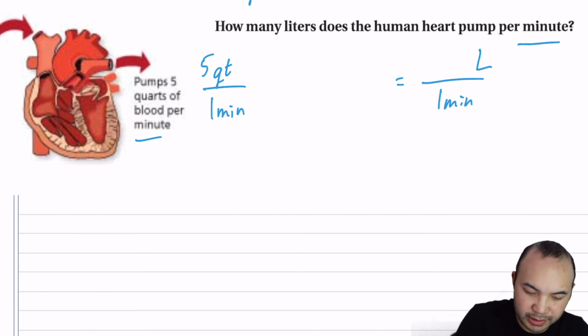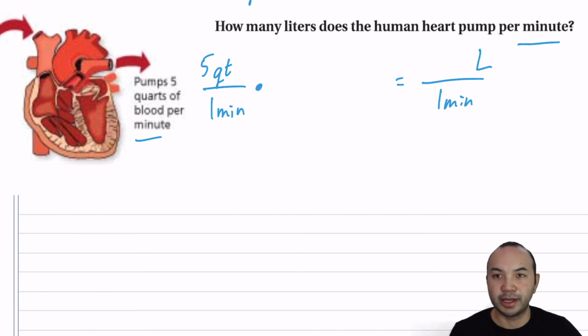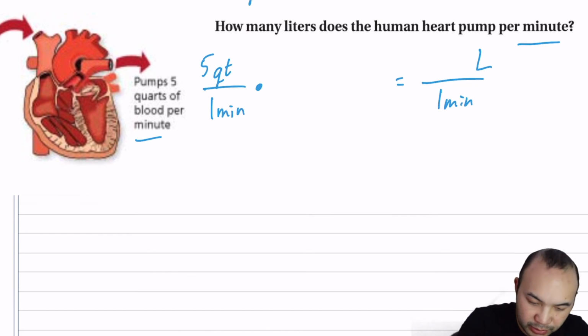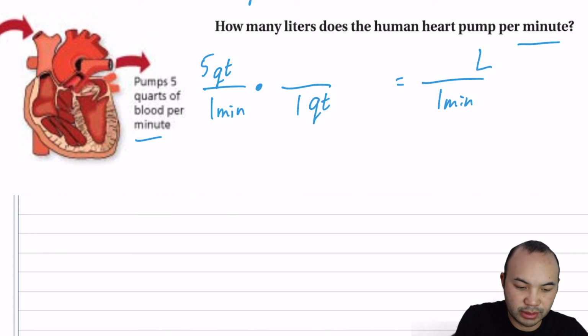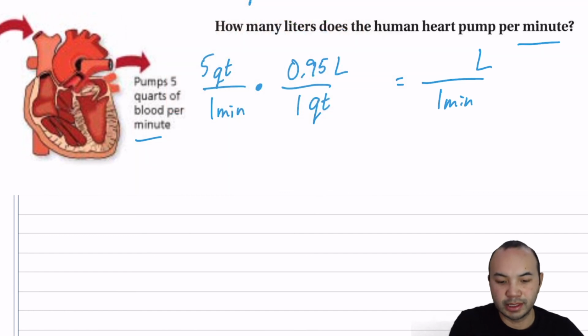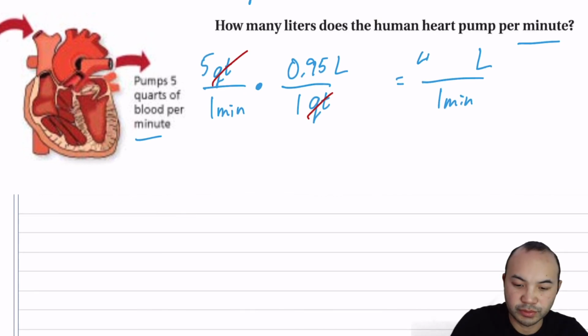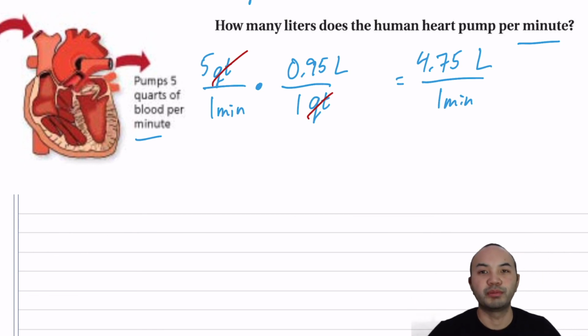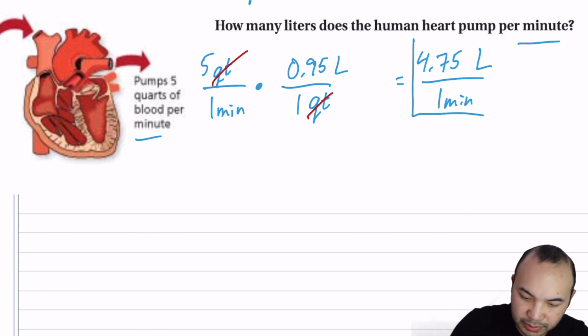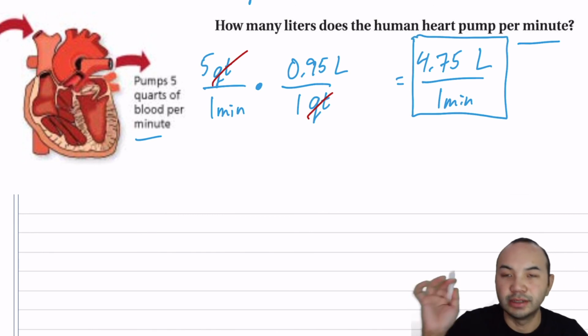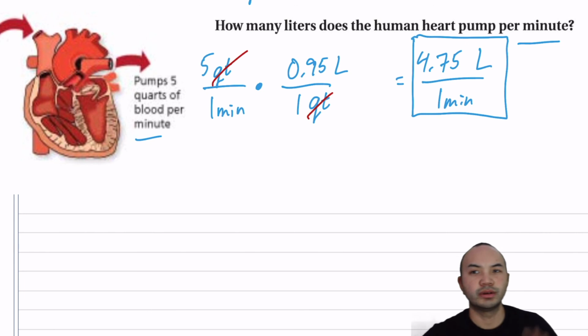So I'm going to put liters on top. Now I'm going to have my magic 1. Since quarts is on top, I'm going to put quarts on the bottom. 1 quart is equal to 0.95 liters. That works because I can cross out my quarts there. So now all I need to do is multiply 5 times 0.95, and that equals 4.75 liters. So the human heart pumps 5 quarts of blood per minute, or you can say it pumps out 4.75 liters of blood per minute. Okay, so hopefully that was helpful.